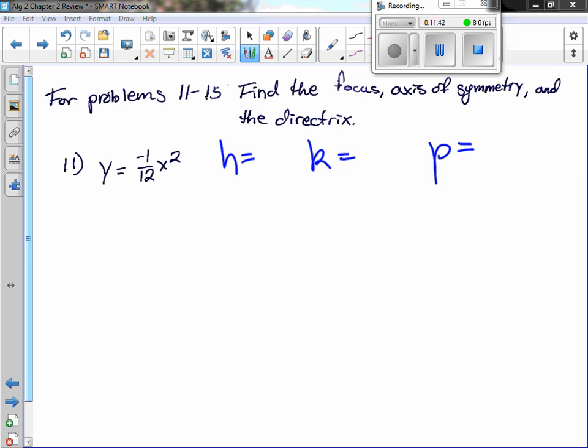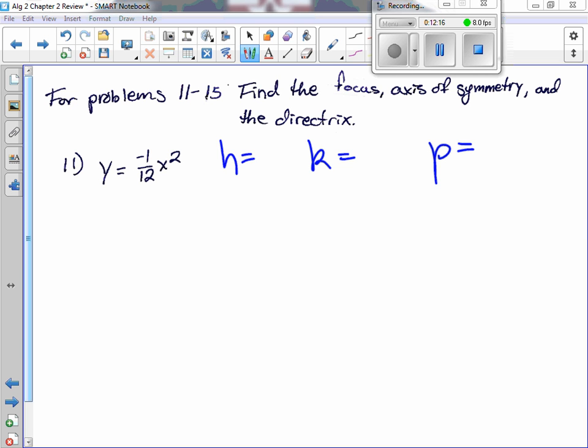The other equation we had was x is equal to 1 over 4p times y minus k squared plus h. Vertex is still h comma k. Focus is h plus p comma k. Directrix, x is equal to h minus p, and axis of symmetry is y is equal to k.